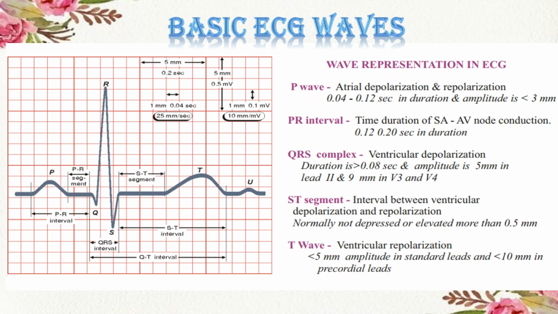Next is the T wave, which is the representation of ventricular repolarization. Amplitude wise, the T wave should be less than 5 mm in inferior leads and less than 10 mm in precordial leads, that is in anterior leads. We also have the QT interval, which represents the complete activity of the ventricles, which includes depolarization of the ventricle, repolarization and a pause between the cycles.